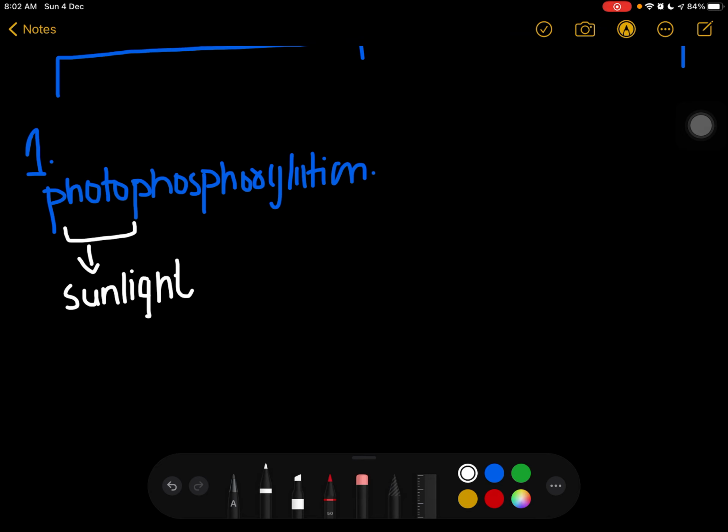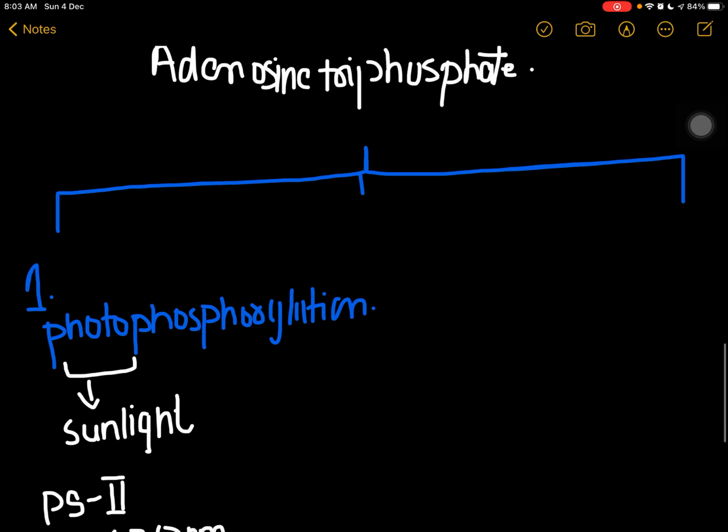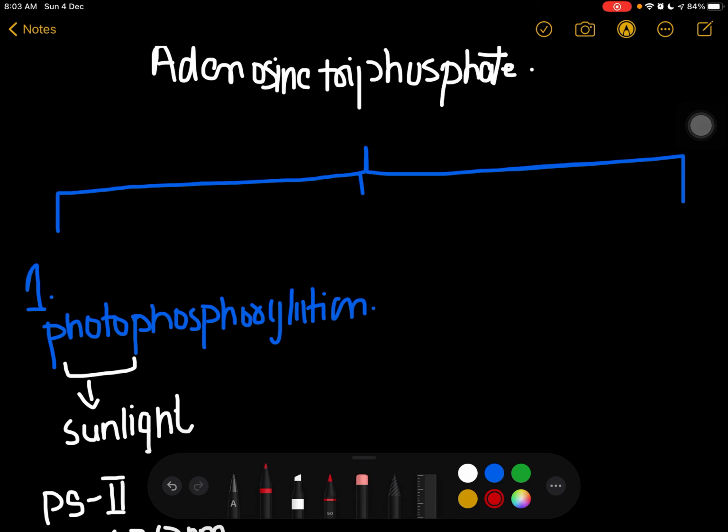Where will it occur? It will occur in PS2, right? The ATP will be formed from ADP with the help of sunlight. So this process is known as photophosphorylation. It occurs in the light reaction, right? And this PS2 absorbs 680 nanometer light, right? Now the second one is oxidative phosphorylation.